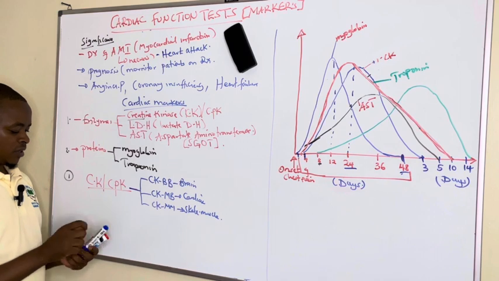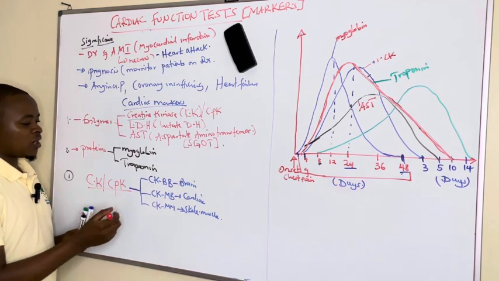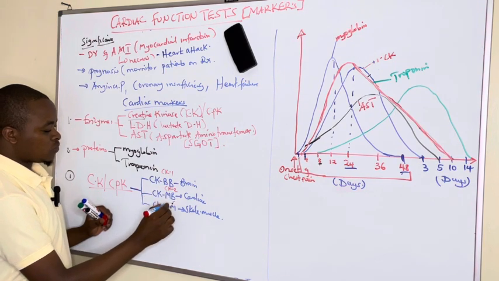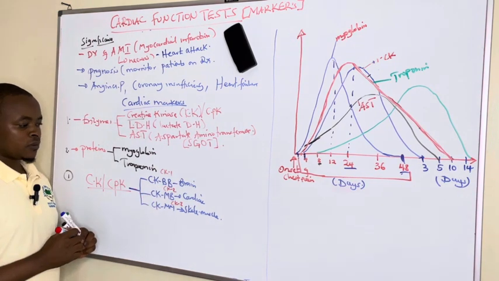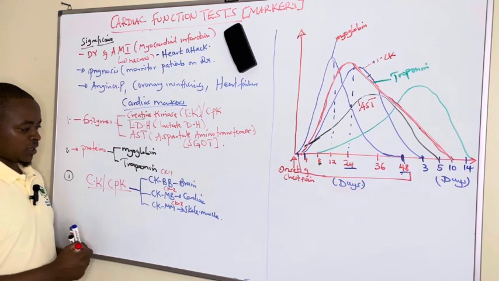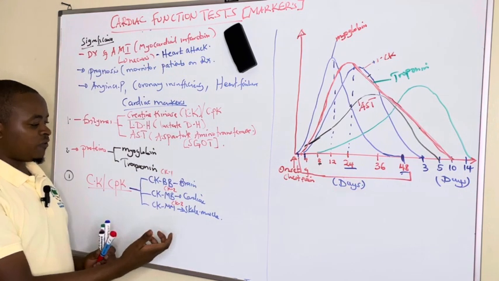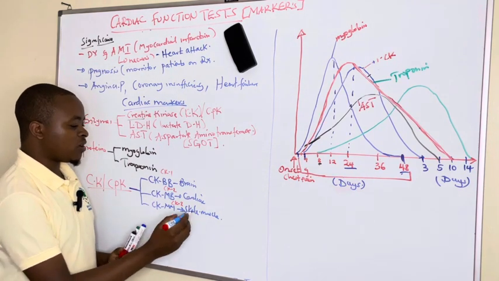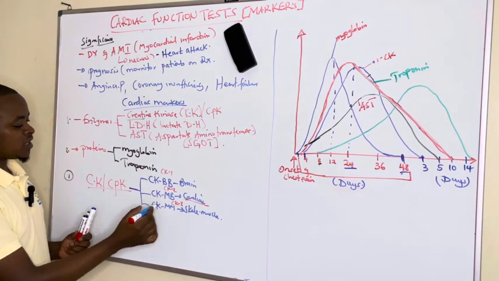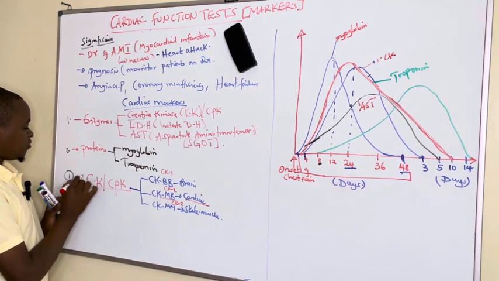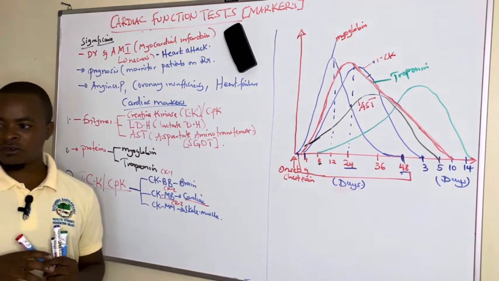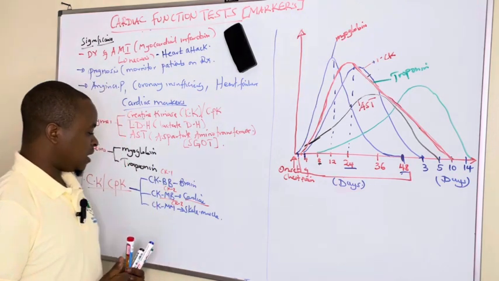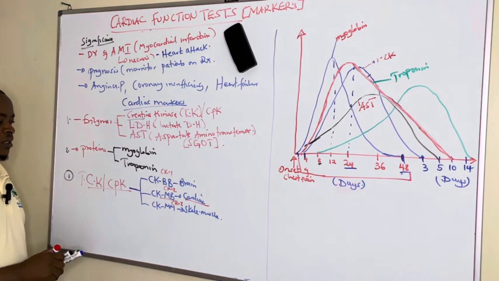Sometimes CKBB you can call CK1, CKMB you can call CK2, and CKMM you can call CK3. That is their other names. CK1 is found specifically in the brain. CK2, which is MB, is specific to cardiac. So whenever we are looking at cardiac markers, we are interested in MB. Apart from doing total CK, we can always do the isoenzyme CKMB to confirm the origin if it is the heart, by doing creatine kinase MB.